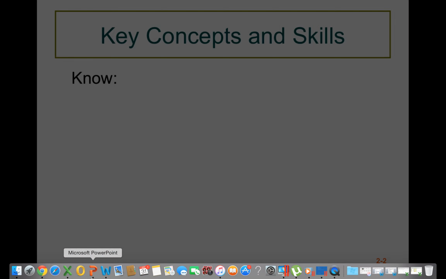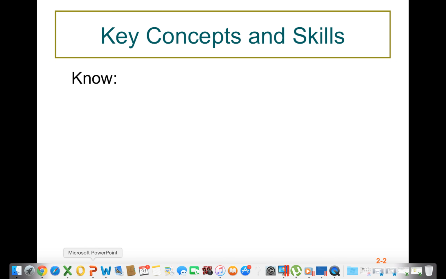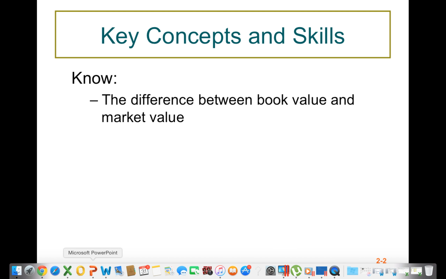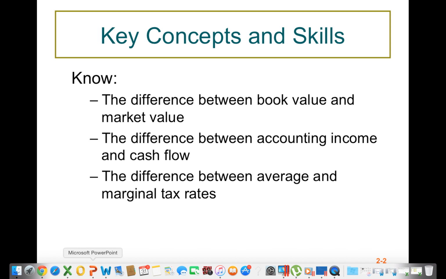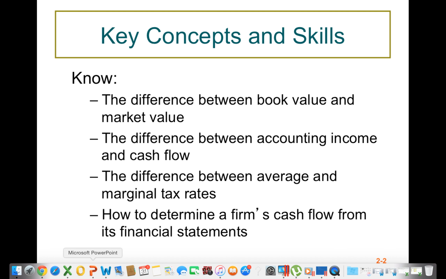So just to start out by reviewing some of the concepts and skills we're going to want to know from this chapter, we're really going to want to know the difference between book value and market value. We're going to want to cover the difference between accounting income and cash flow. We want to know the difference between average and marginal tax rates, and finally how to determine a firm's cash flow from its financial statements.